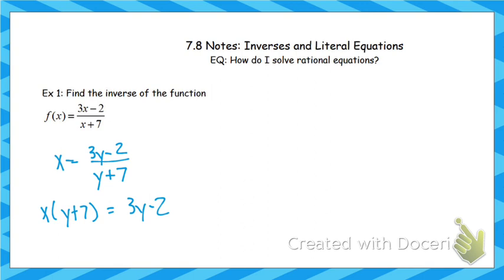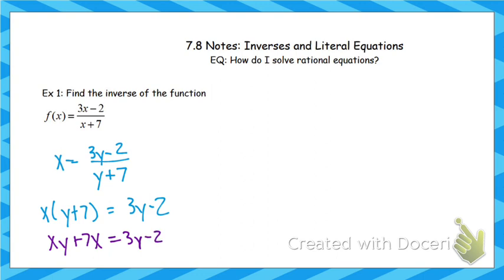All right, so now at this point I need to get y by itself. Now you'll notice a problem though. I've got a y over here, and I've got a y over here that's inside the parentheses and multiplied by x. So what I'm going to do is multiply and distribute that on the left side. Make that xy plus 7x equals 3y minus 2.